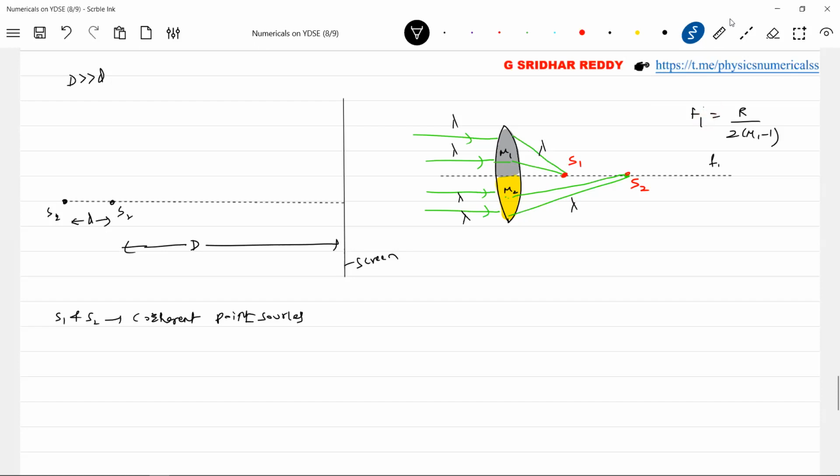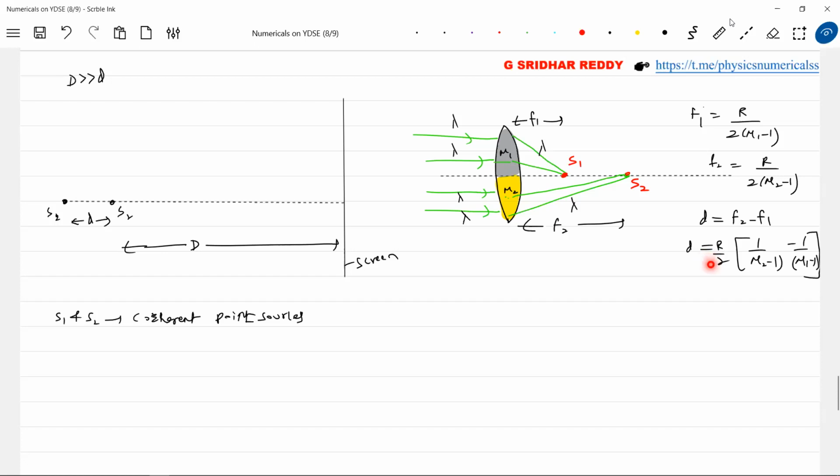This is f1. What is f2? R by 2(mu2 minus 1). So what are f1, f2? This is f1. So what is the distance d now? f2 minus f1. Got the idea? They will bring numericals of this kind, so you have to be careful now.